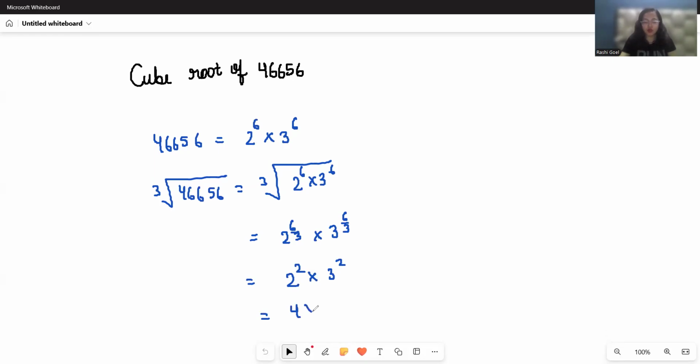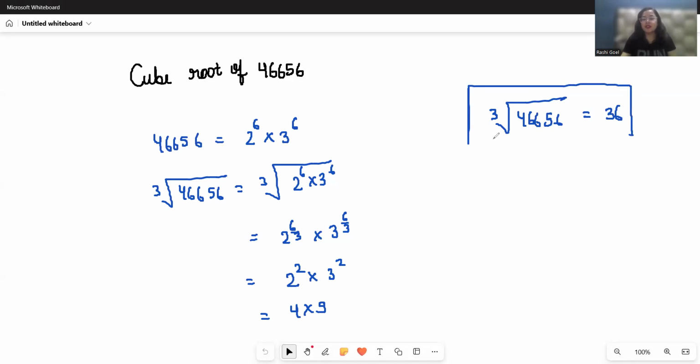2 power 2 is 4 and 3 power 2 is 9. So the cube root of 46656 is 36. That's how you can calculate any cube root in seconds.